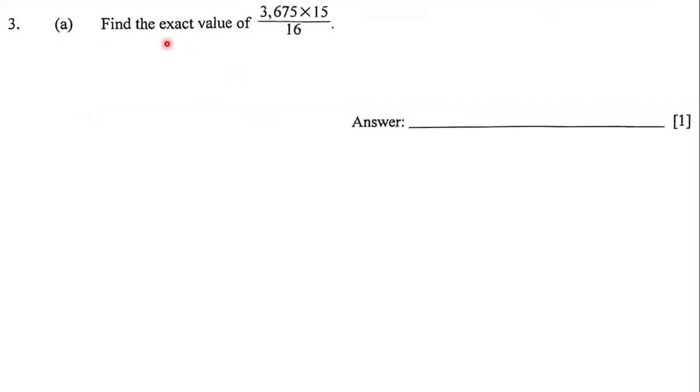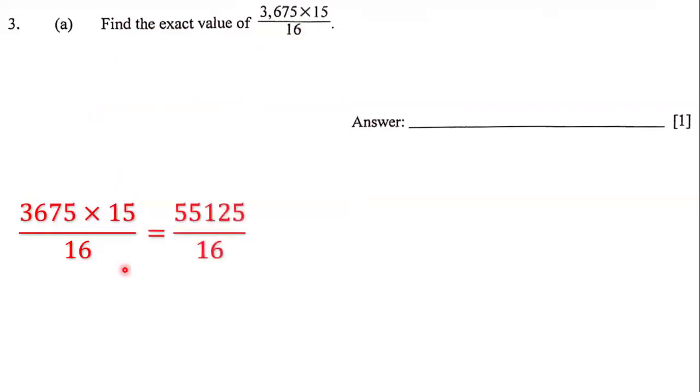Next, here they want us to find the exact value of this. We have 3,675 multiplied by 15 all over 16. The first thing that we're going to do is multiply these two terms. And when we multiply them, we get 55,125. And we divide that by 16. When we divide by 16, we get 3,445.3125. And that right there is the exact value of this particular numerical expression.